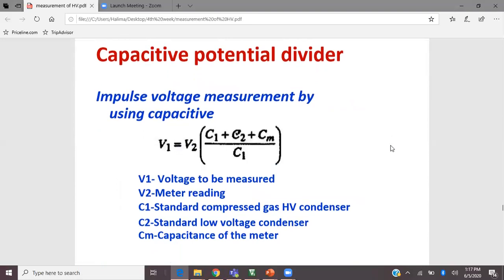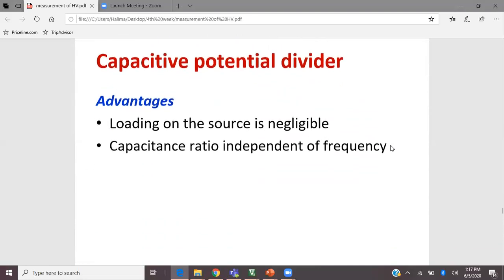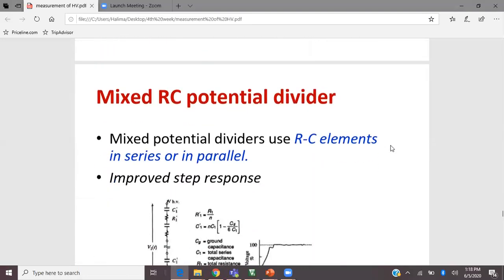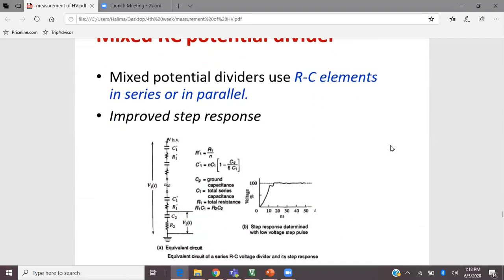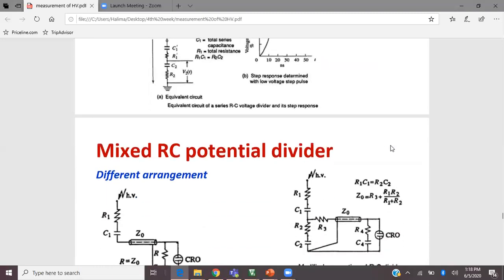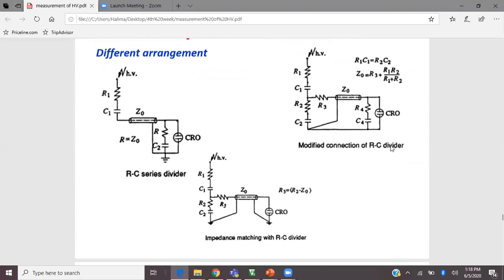So there are some advantages and disadvantages as well. For example, loading on the source is negligible. The capacitance ratio is independent of the frequency. These are the mixed potential dividers which use RC elements, resistance as well as capacitance, or they can be in parallel as well. And this is the direct arrangement of the potential divider.